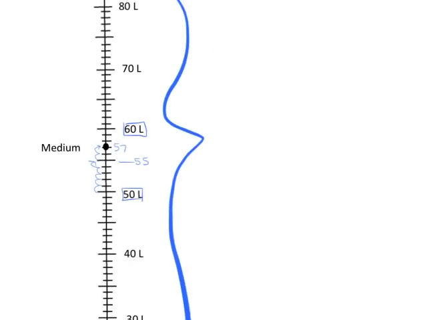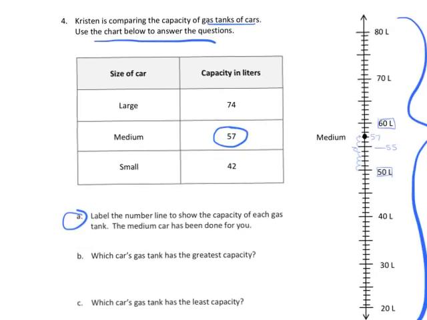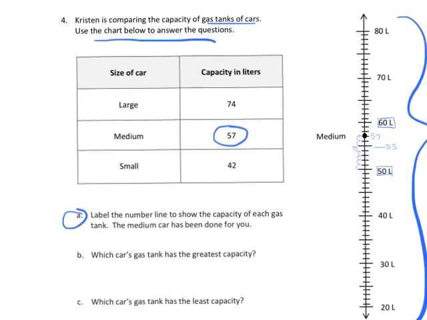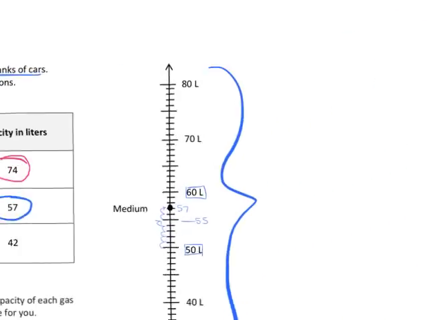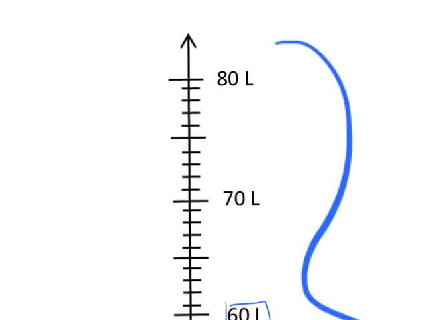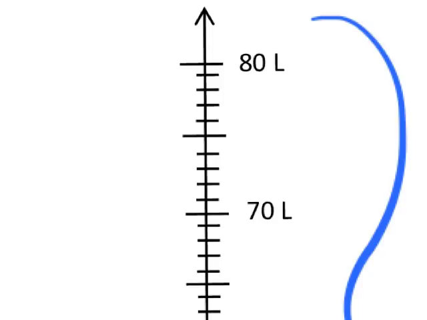And let's zoom out a little bit. Okay, let's do large, and we'll do it in red. Large is 74. So we are going to scroll up, and we're going to zoom in. We know that halfway, because we've just looked at it, is 75 liters. We're looking for 74, so 74 is going to be right there. And we're going to label that large.